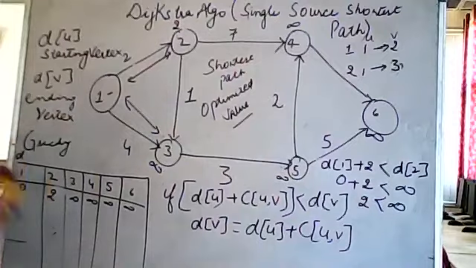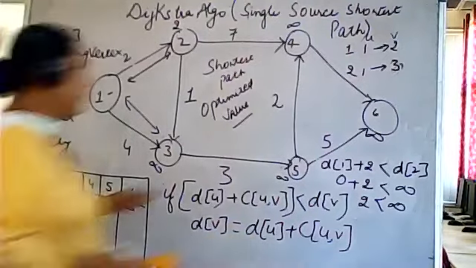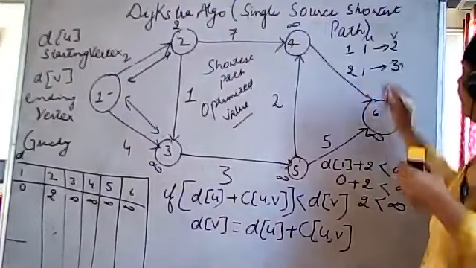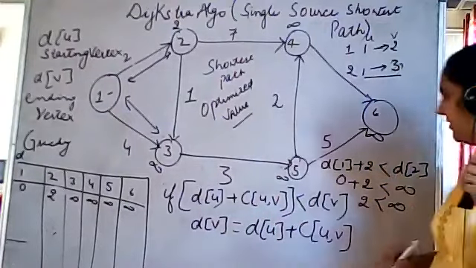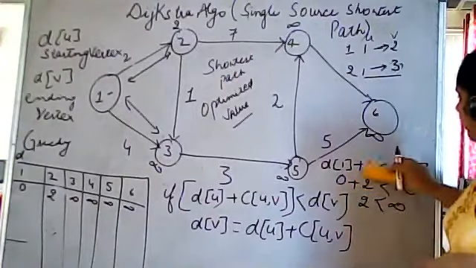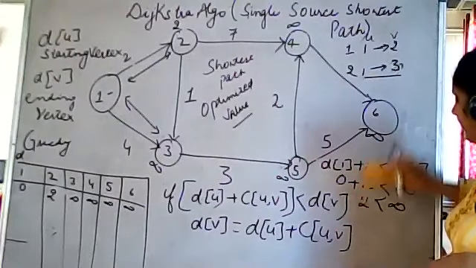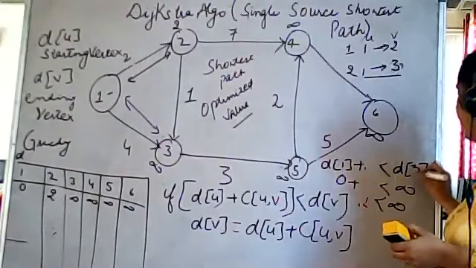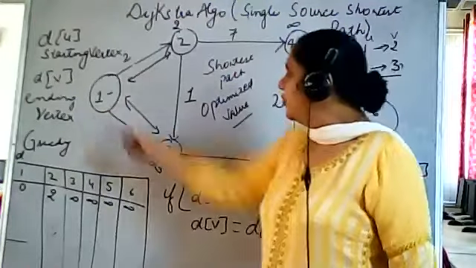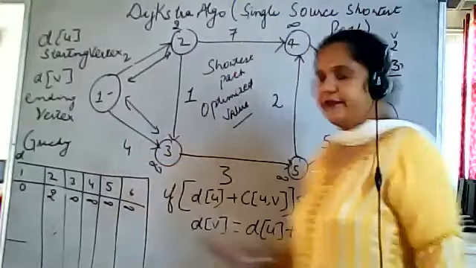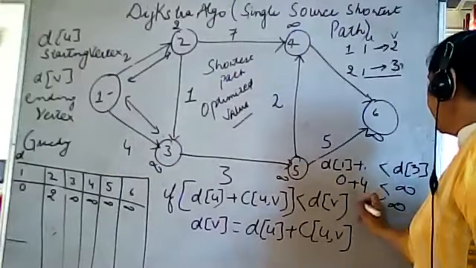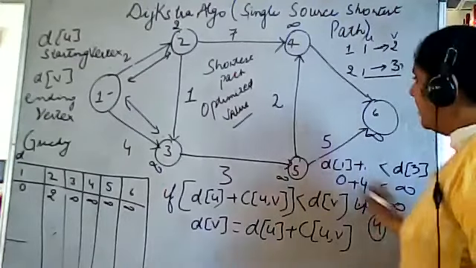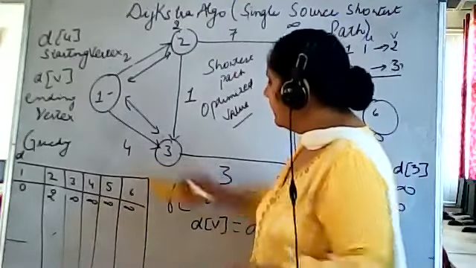Fine. Now let's do the third node. Second edge is 1 to 3. So I'll simply put here d of 3 is again infinity. Cost of u comma v, that is 1 comma 3, is 4. So 0 plus 4, 4 is less than infinity. So which value do we have to keep? 4. So you will update this value.